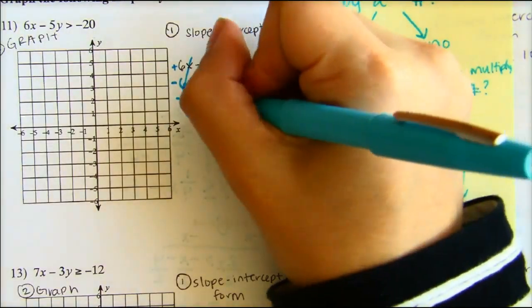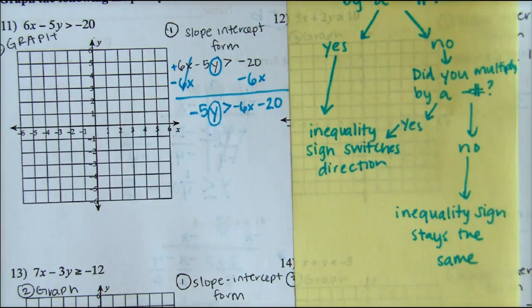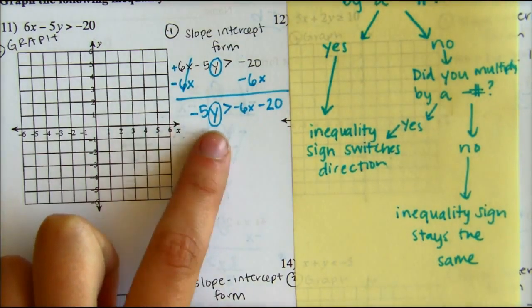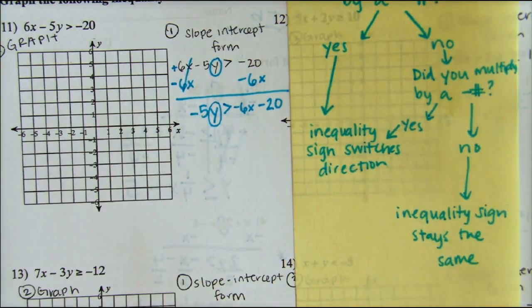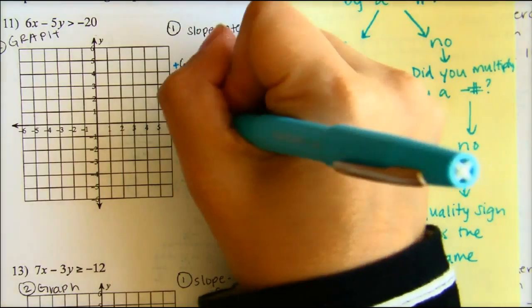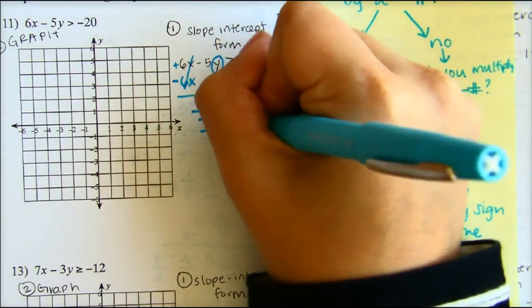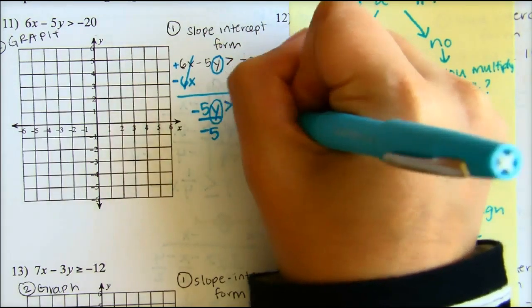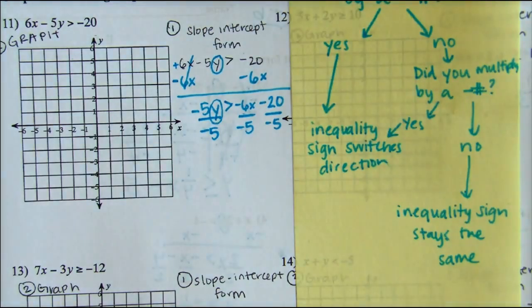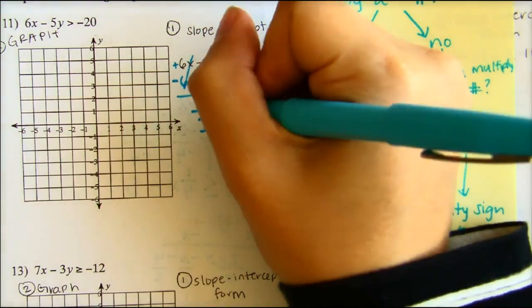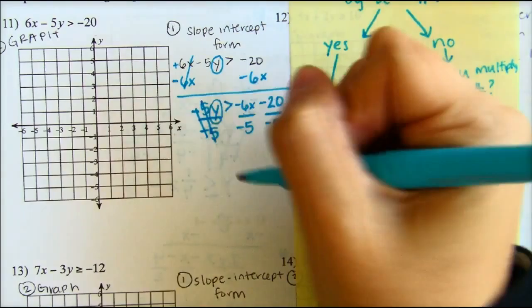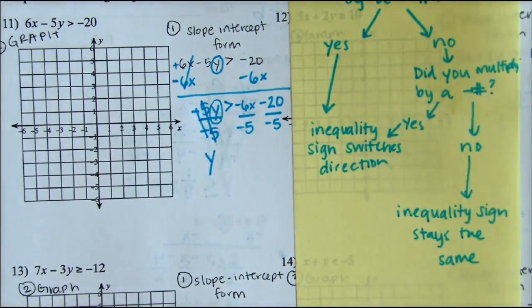Still trying to get y by itself. Next to the y is a negative 5. These two numbers are being multiplied together, so to get rid of that negative 5, I'm going to have to divide by a negative 5. Divide by negative 5 on every term. Okay. When I do that, my negative 5's are going to cancel. I'm going to be left with just a y.